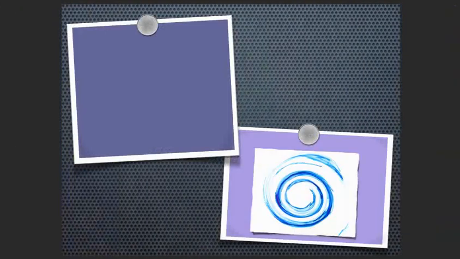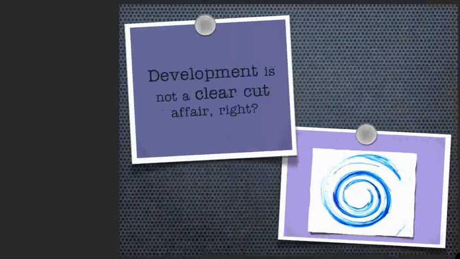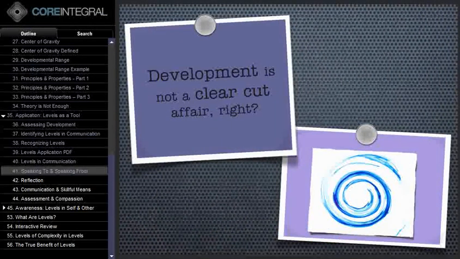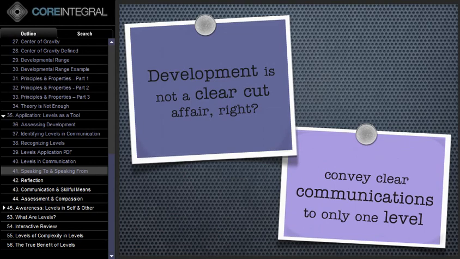So what's the first thing you notice in reflection on that exercise? Development is not a clear-cut affair, right? This is to suggest that even when specific individuals are not the objects of our developmental assessments, conjuring a particular, confident, and defined sense of when one level is being activated versus another is not as easy as it first may appear. Truthfully, though, communications like this don't typically convey clear communications to only one level.